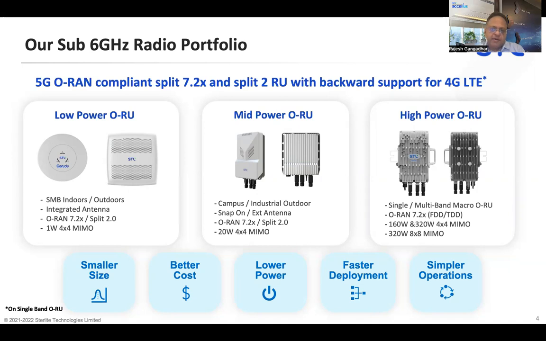The macro high power units, the single band units, are actually 4G compliant as well. So they're backwards compliant. They support both 4G and 5G. So it can operate concurrently, providing greater flexibility there.